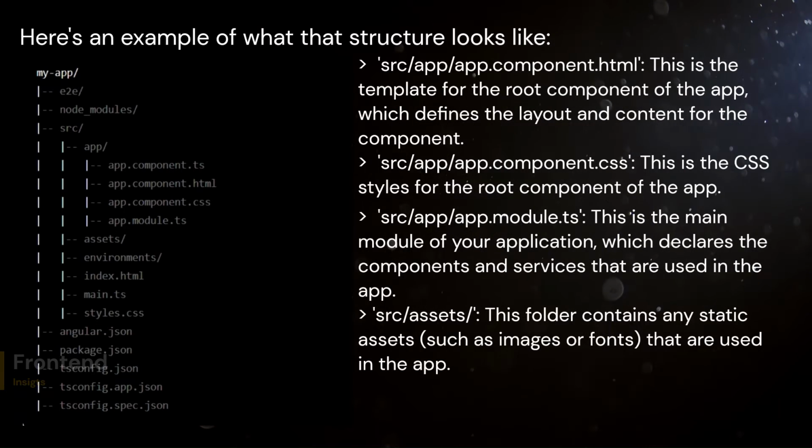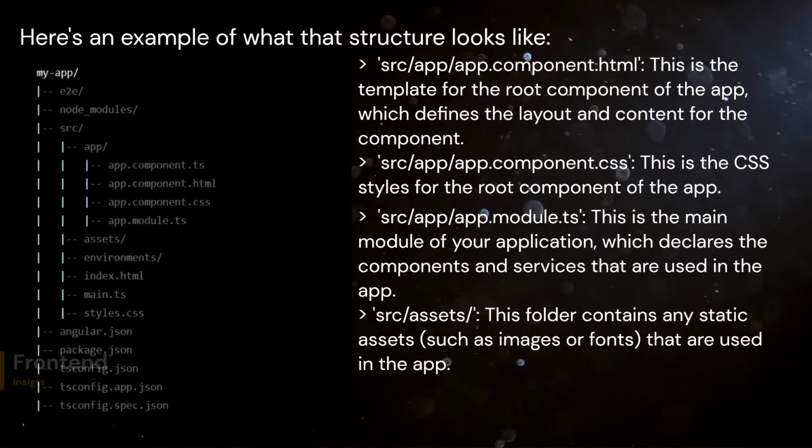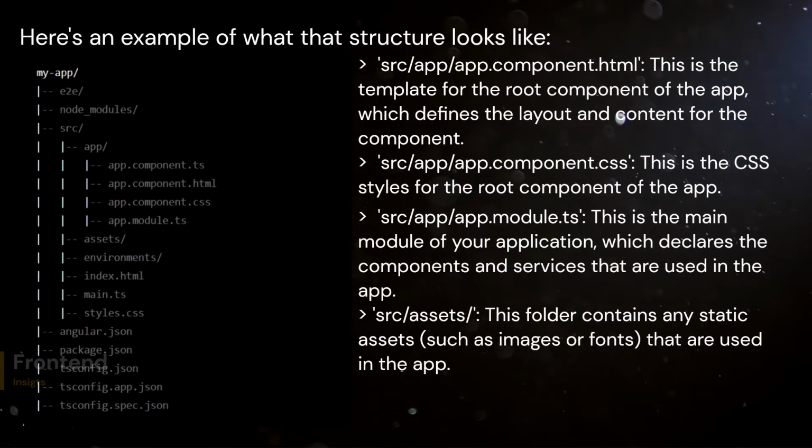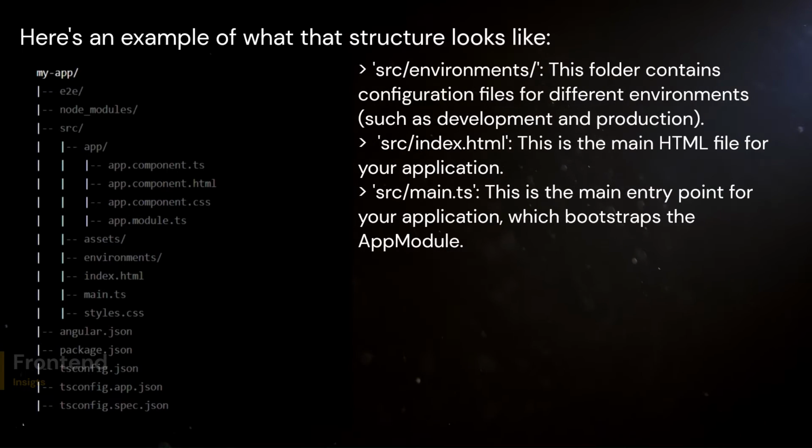src app.module.ts, this is the main module of your application, which declares the components and services that are used in the app. src assets, this folder contains any static assets, such as images or fonts, that are used in the app. src environments, this folder contains configuration files for different environments, such as development and production.